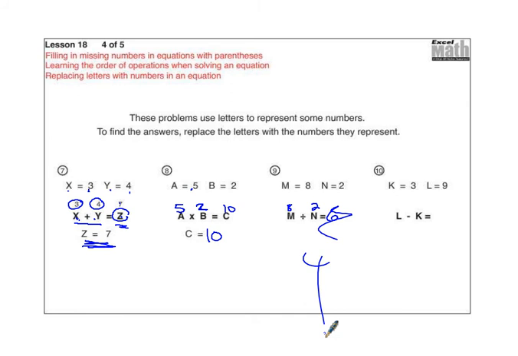I knew that. Okay. K equals 3. They tried to trick you on that one by putting them out of order. See that? L equals 9, so you need to put a 9 right there. And you subtract, so it is 6 now. Oh, that's the one you were thinking of. 9 minus 3 is 6.